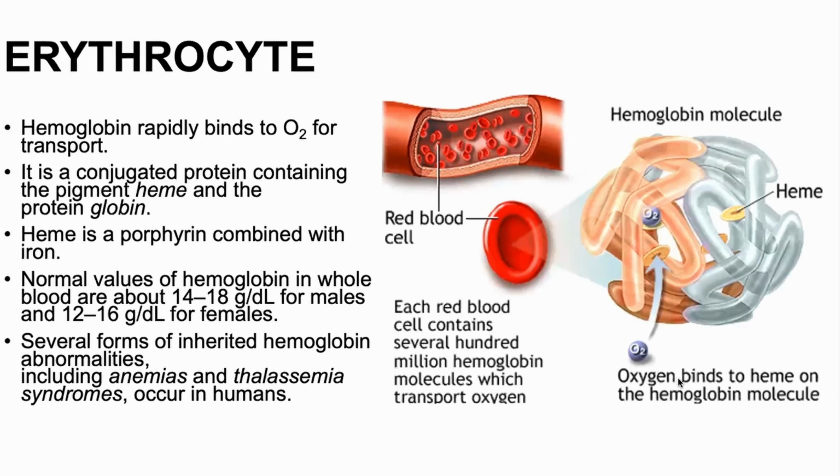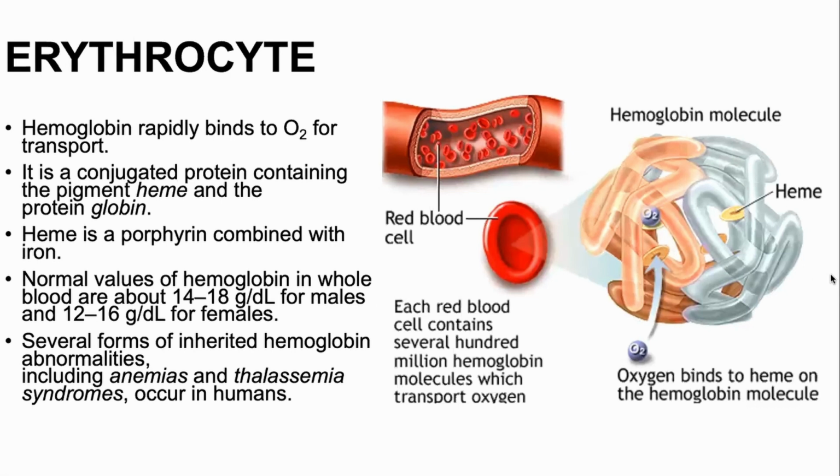So the carbon dioxide will just bind somewhere randomly, and that's how the carbon dioxide gets transported. In terms of the values, you don't need to know the values, but 14 to 18. If you take some blood and you're looking for the red blood cell count, the male count should be a little bit more than the female.